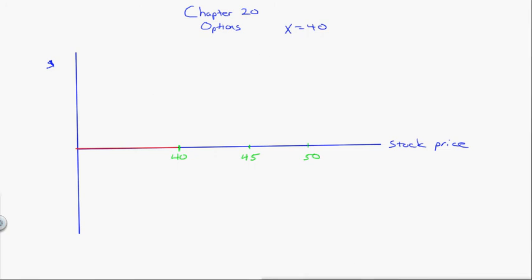But what if the ending stock price is 41? If the ending stock price is 41, then my payoff is $1. If the ending stock price is 42, my payoff is $2. So what's happening is my payoff is going up. This, if drawn properly, is a 45-degree angle, because every dollar that I go up in stock price, I make another dollar in payoff. Now, I have to make a distinction here between payoff and profit.